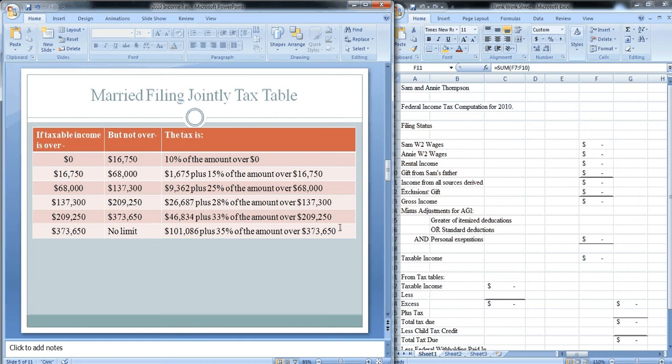Here is the married filing jointly tax table. If taxable income is over this amount, but not over this amount, so the $16,750 and the $68,000, then you're going to use this equation, which is the equation that we're going to use today. But you see here, these are all the different income levels, and these are the different equations that you would use. And they're going to be taxed at a 15% rate.